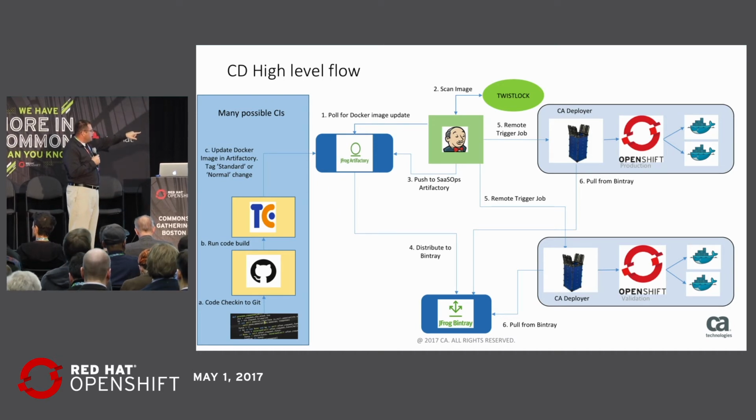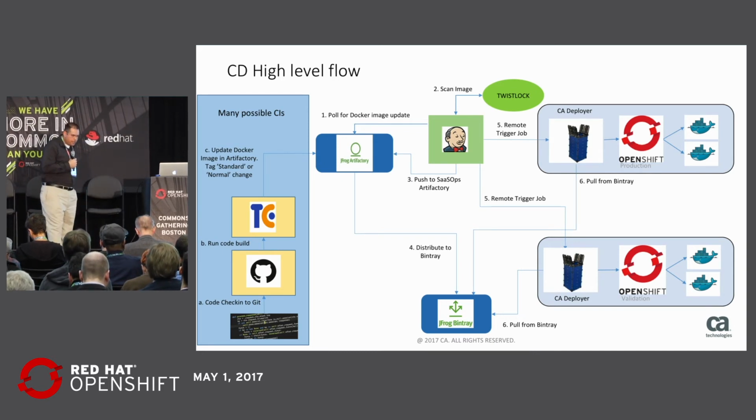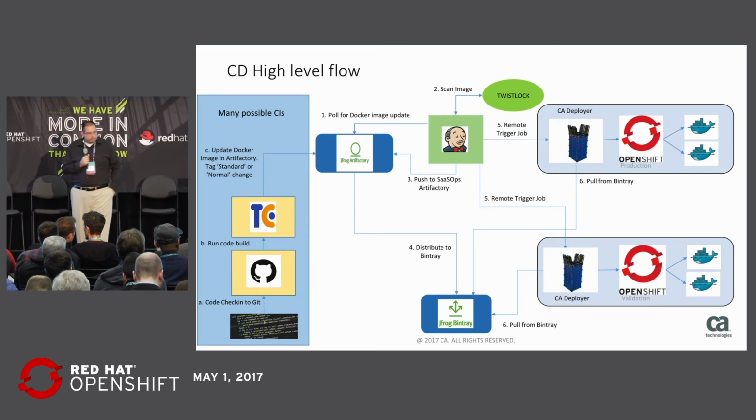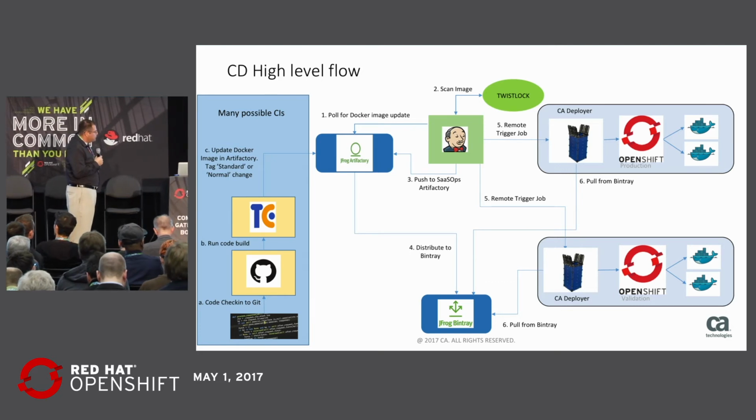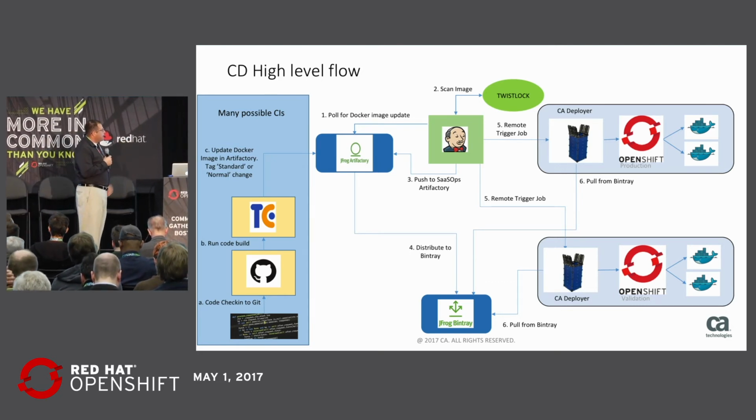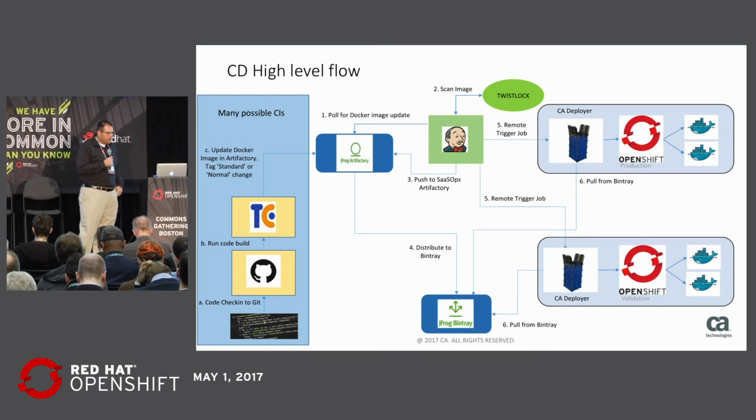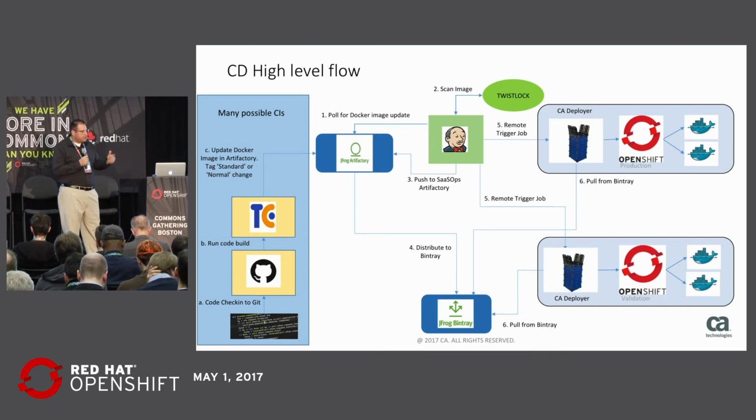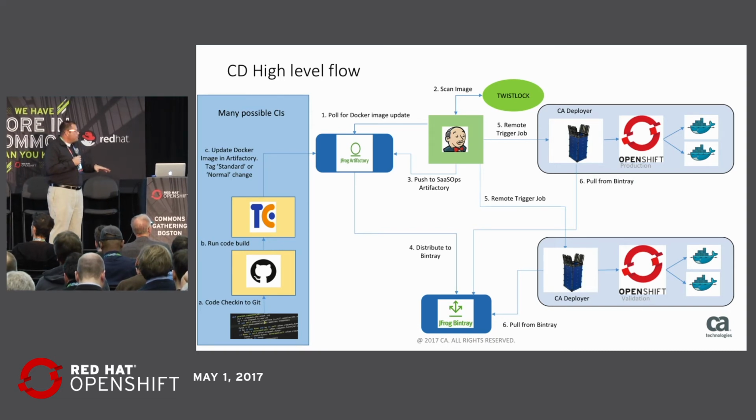And basically Jenkins, and it's a synchronous call, so it sits there and waits, will trigger a remote job to our CA deployer running in the target OpenShift environment. Now what'll happen is the deployer will make an API call to OpenShift to force pulling down the image from Bintray, tagging it locally in the integrated Docker registry, and then pushing it into the integrated Docker registry, at which point an image change trigger occurs, and of course the changes are now propagated and running in production.